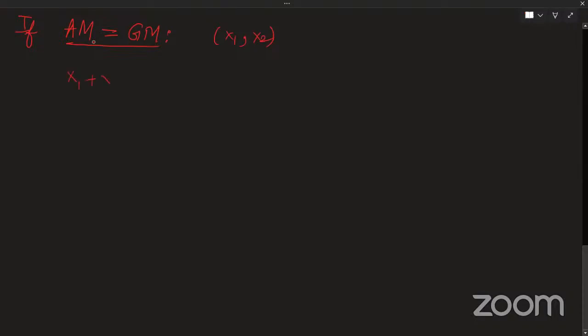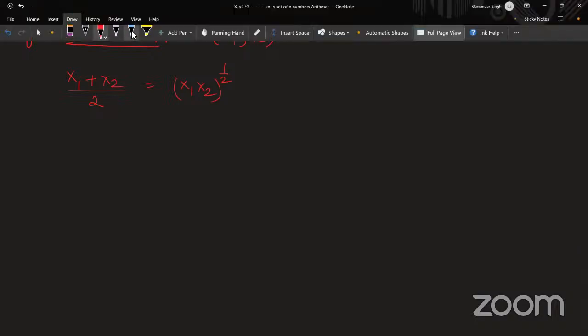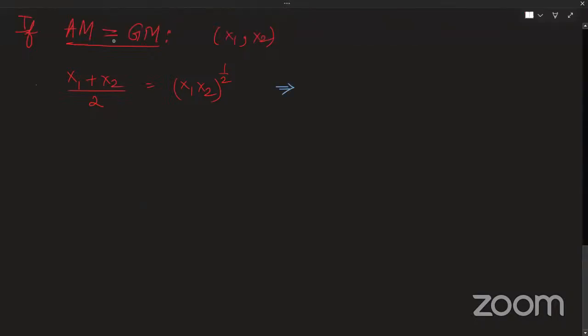So I have (x1 plus x2) by 2 is equal to (x1 into x2) square root, raised to the power of half. Right, everyone? AM and GM are equal. So this thing can be written as x1 plus x2 minus 2 times under root x1 x2 is equal to 0. Right, everyone?